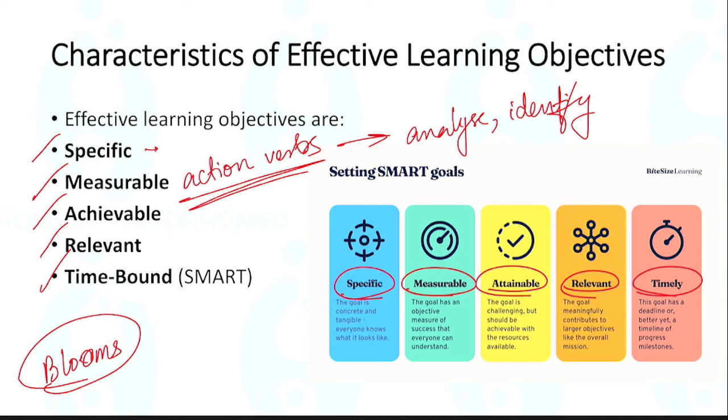Fine. Next is relevance. Relevance is actually that the objective should be aligned with educational goals, right? Broader educational goals are set up, so this particular objective should align with those goals also. It should be meaningful to the students also. It should be relevant for students also.